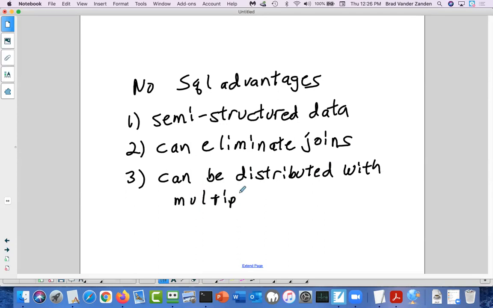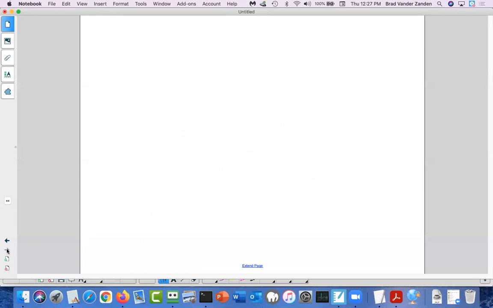When I was talking about horizontal sharding, that's not multiple copies. That was a database being partitioned into multiple parts, with one part placed on one server and the other part placed on another, but there were not multiple copies. So with NoSQL, you can have multiple copies and have it distributed, and that does lead to faster execution.